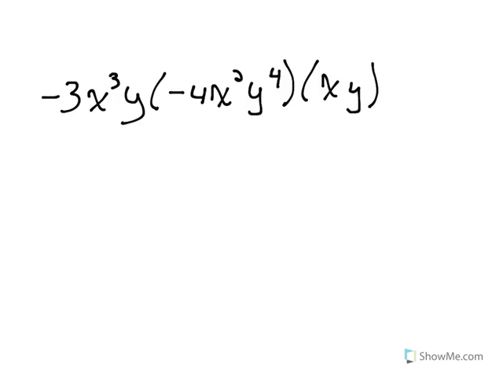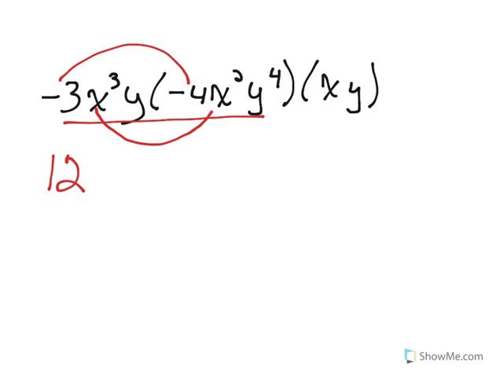Sometimes we must multiply 3 polynomials. Do that 2 at a time. First multiply the first 2. Negative 3 times negative 4 is positive 12. X to the third times x to the second is x to the fifth. Remember to add those exponents. And y to the first power times y to the fourth power is y to the fifth power.